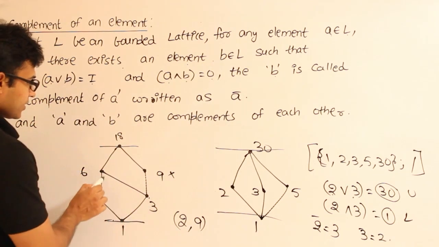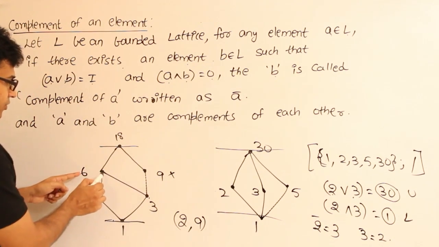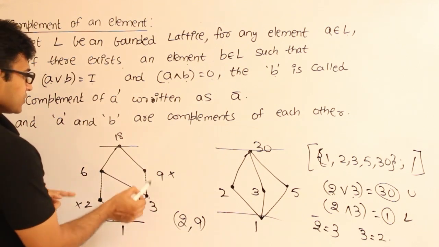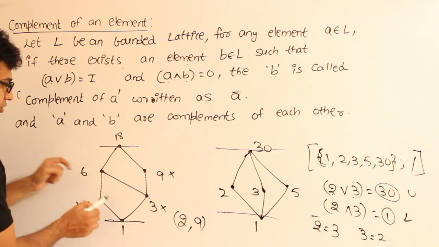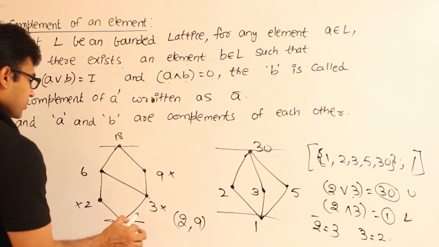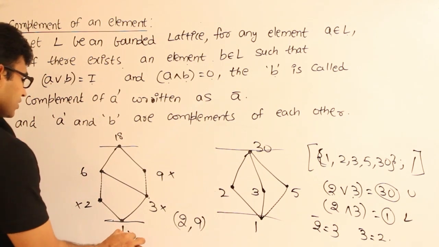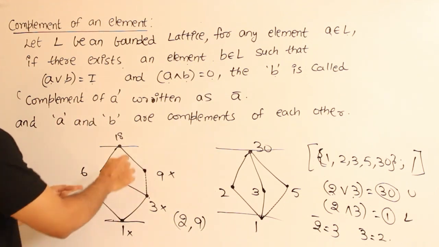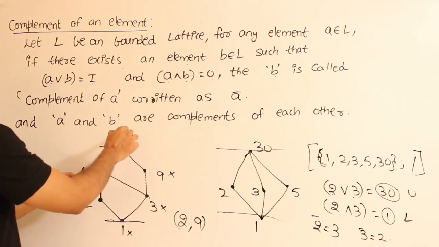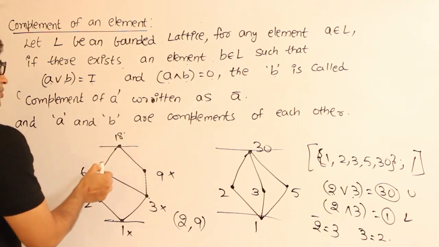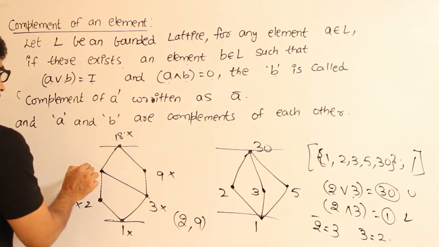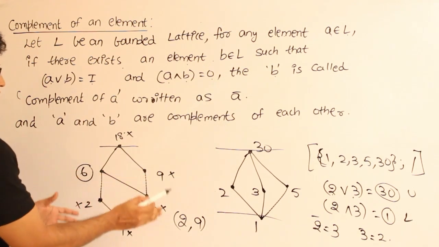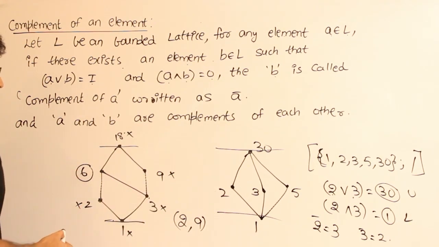If you take 6 and 3, since both are related, the join is going to be 6 and the meet is going to be 3. Therefore it is not the complement. If I take 6 and 1, since both are related, the meet is going to be 1 and the join is going to be 6. Therefore it is not a complement. Now 6 and 18, the join is going to be 18 and the meet is going to be 6. So it cannot be a complement. So for the element 6, there is no complement in this example.